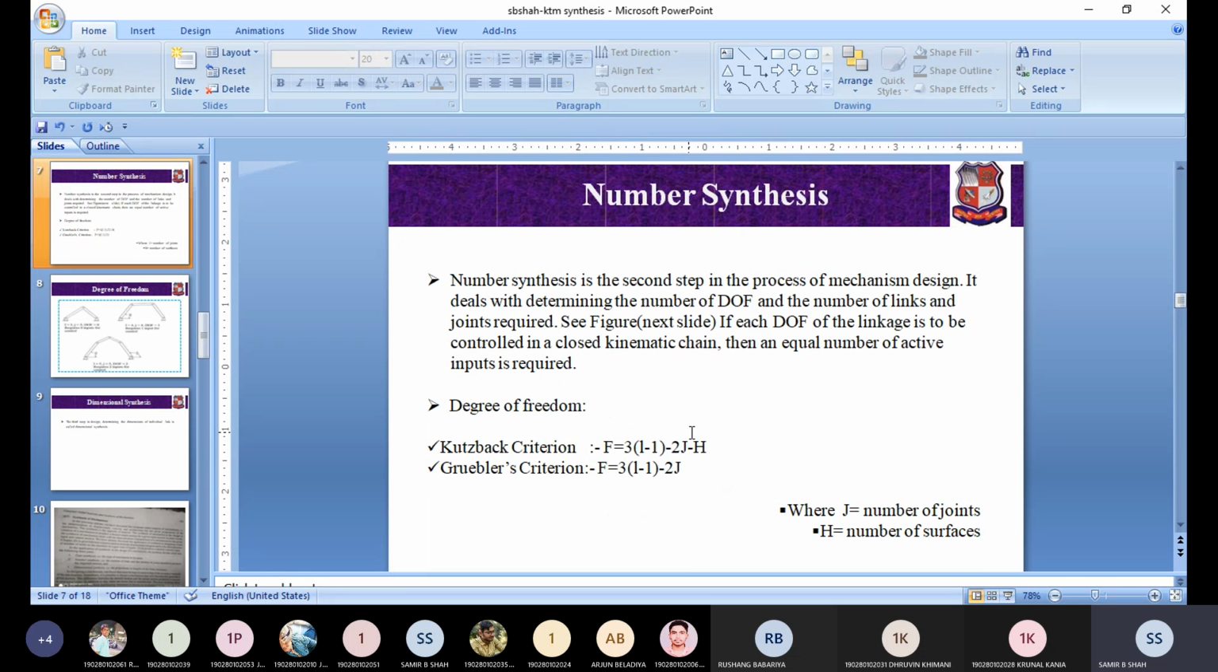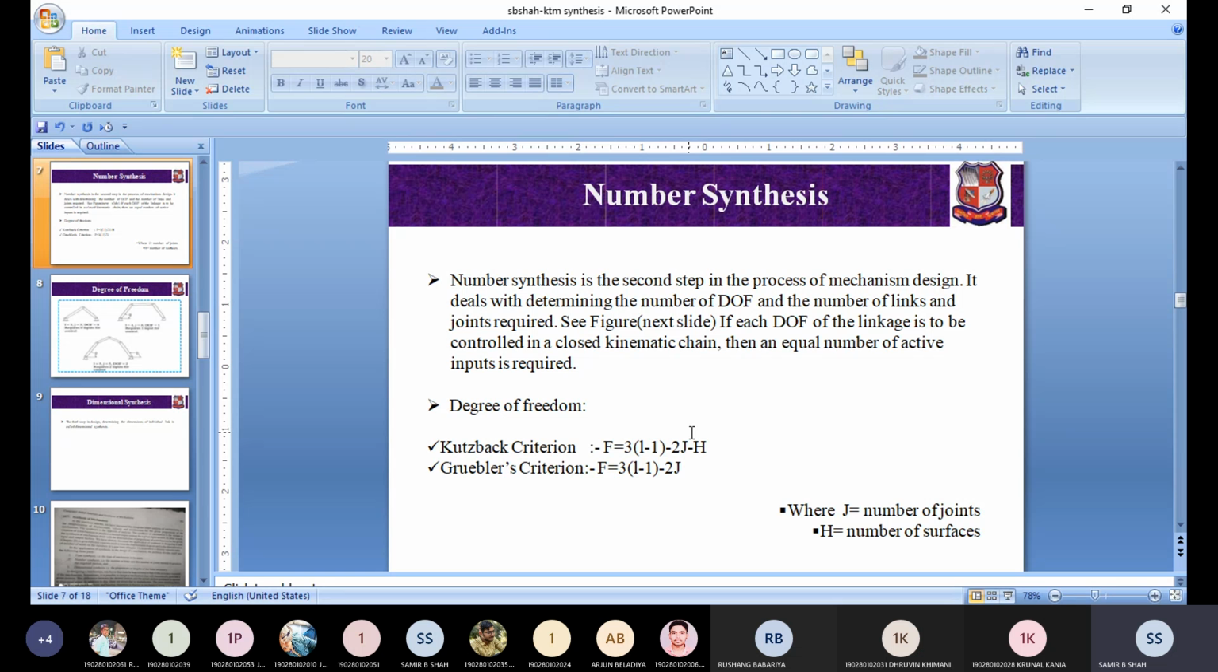Whenever a complex system arises, we analyze the number synthesis. You just remember the equation F = 3(L - 1) - 2J - H. Grubler's criteria: F = 3(L - 1) - 2J, where J is the number of joints, H is the number of surfaces and L is the number of links. So this is very important.